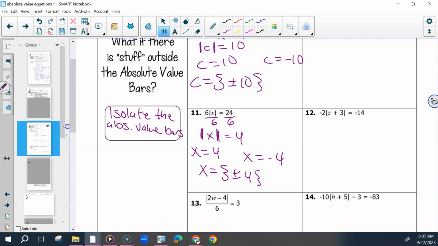Let's try number 12. Again, disregard anything that's on the inside for now. That's like an entire variable. We'll do that at the end. Pretend there's nothing in there until the very end, until it gets isolated. Divide by negative 2 on both sides. Negative 7. So now that it's isolated, we can drop the absolute value bar, set it equal to a positive and negative version.